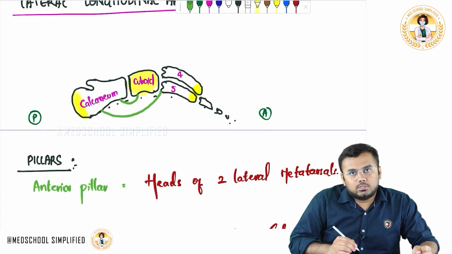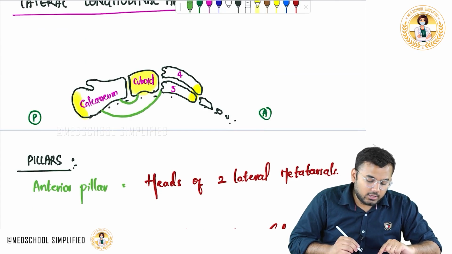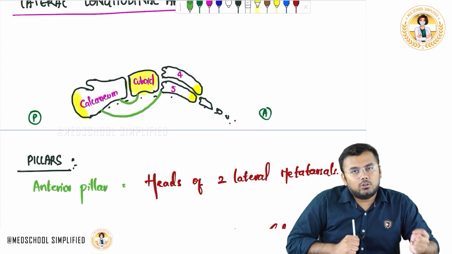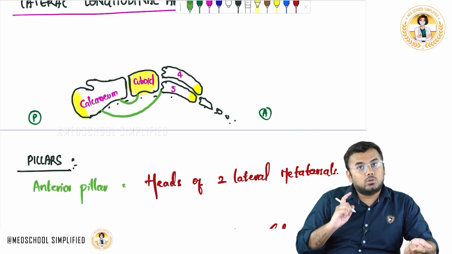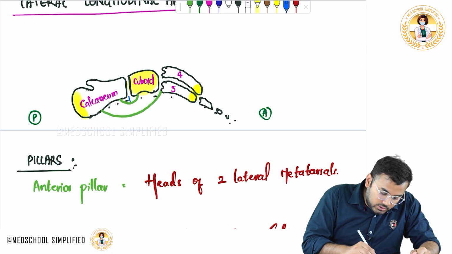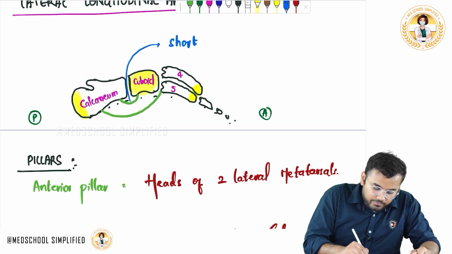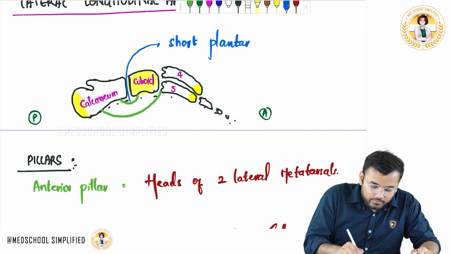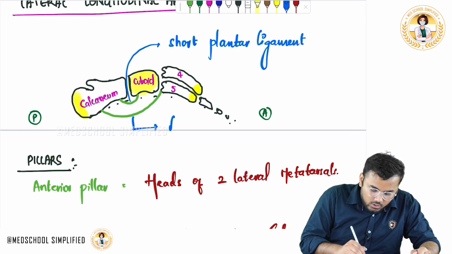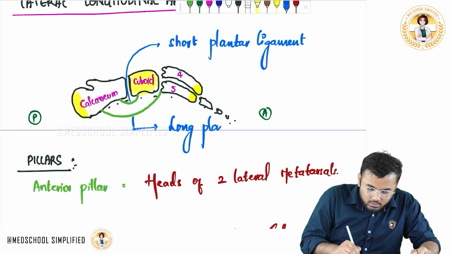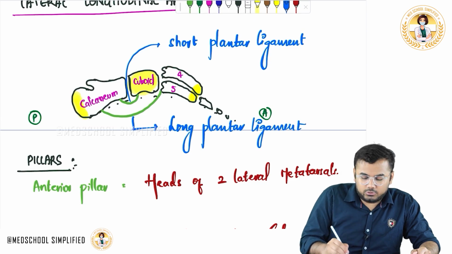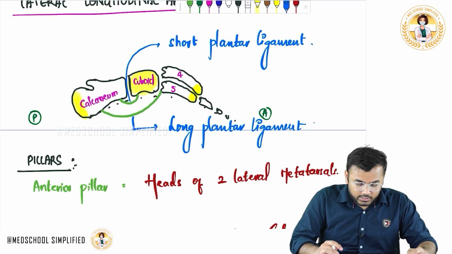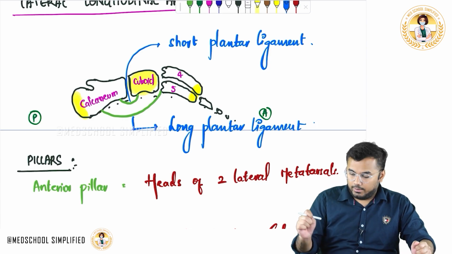So both of them are looking similar. Both of them are located on the plantar side. One is short, one is long. So one is called the short plantar ligament, another one is called the long plantar ligament. So this one over here is your short plantar ligament, and this one over here is your long plantar ligament.